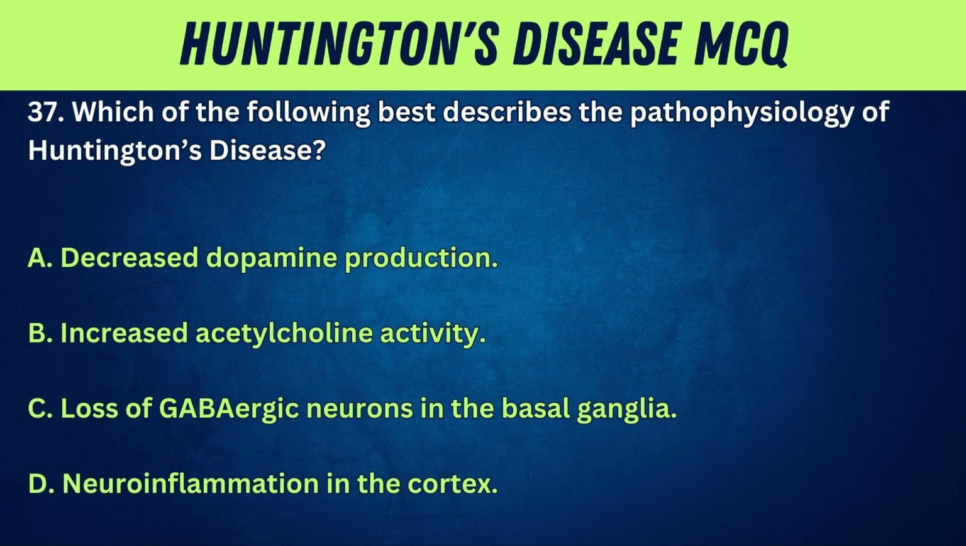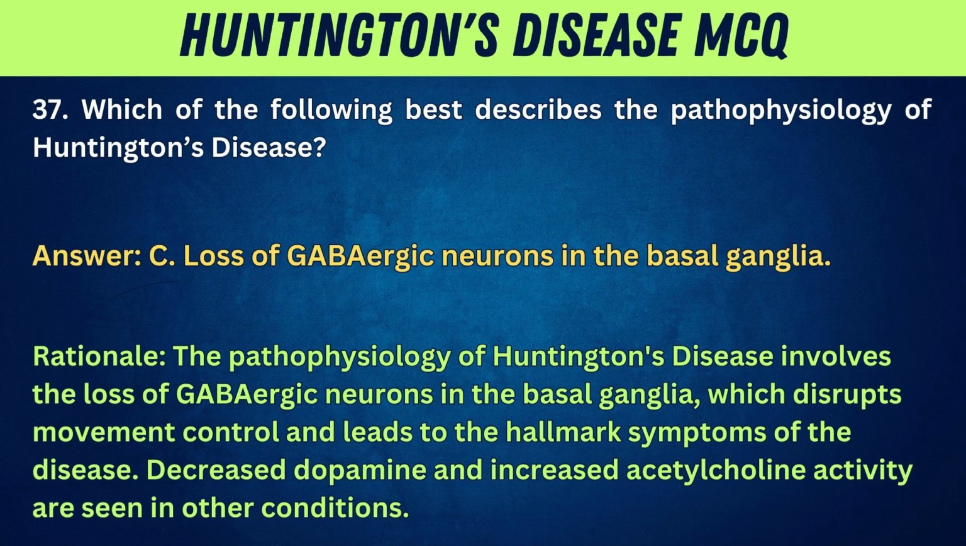37. Which of the following best describes the pathophysiology of Huntington's disease? A. Decreased dopamine production. B. Increased acetylcholine activity. C. Loss of GABAergic neurons in the basal ganglia. D. Neuroinflammation in the cortex. Answer: C. Loss of GABAergic neurons in the basal ganglia. Rationale: The pathophysiology of Huntington's disease involves the loss of GABAergic neurons in the basal ganglia, which disrupts movement control and leads to the hallmark symptoms of the disease.